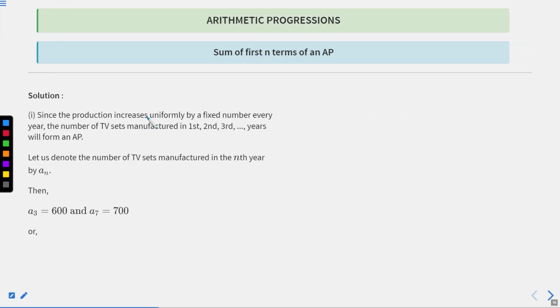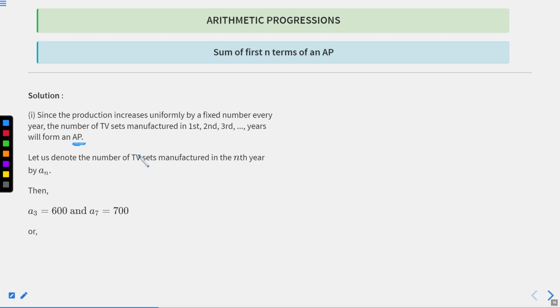Since the production increases uniformly by a fixed number every year, the number of TV sets manufactured in the first, second, third, ... years will form an arithmetic progression.